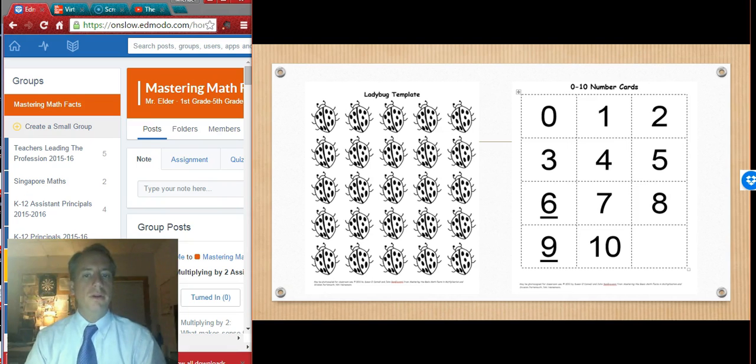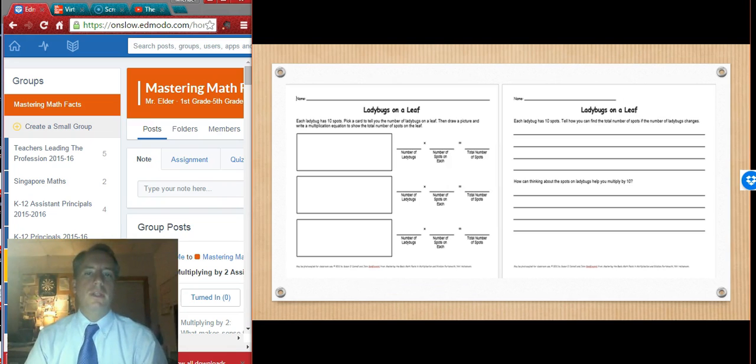So here's our ladybug template and our number cards. Again, if you choose this book as something that will be useful for you and will provide you with that book, you would have access online to be able to download all these, print them off, turn them into folder activities or something similar to that.